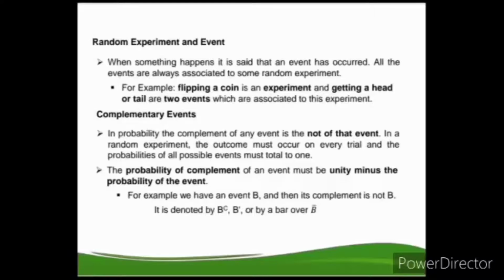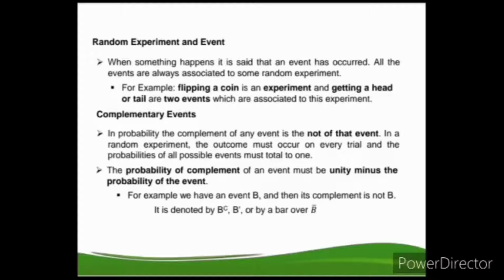Random experiment and event. When something happens, it is said that an event has occurred. All the events are always associated to some random experiments. For example, flipping a coin is an experiment, and getting a head or tail are two events which are associated to this experiment.